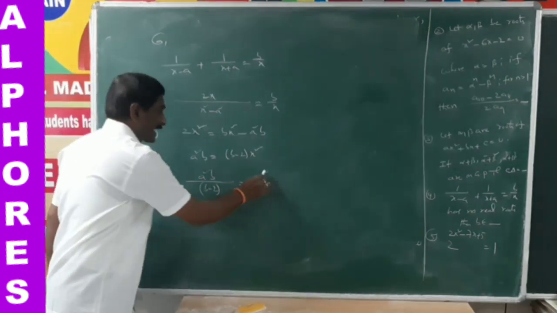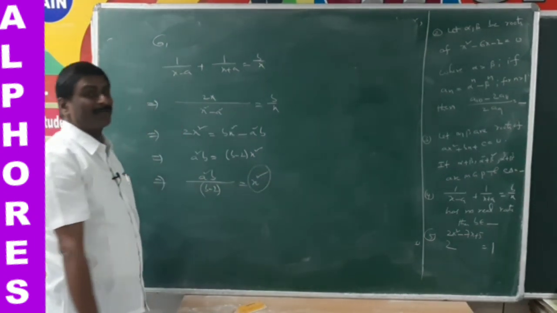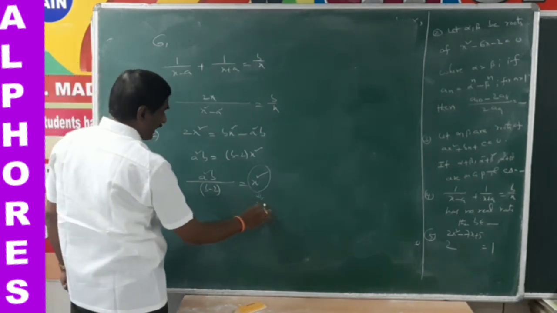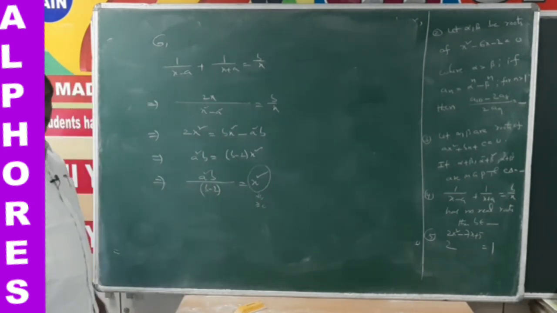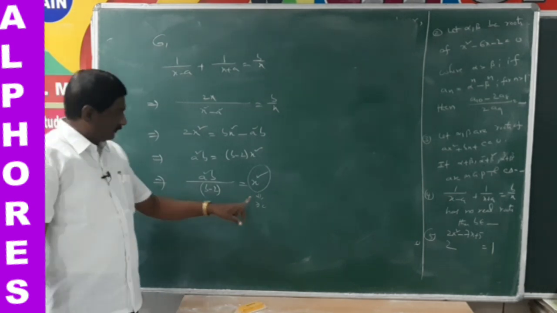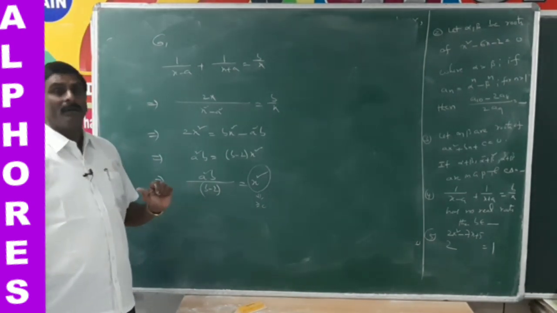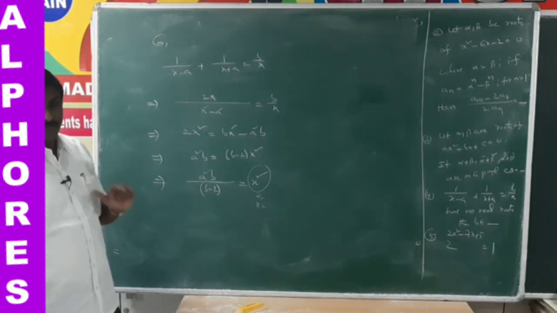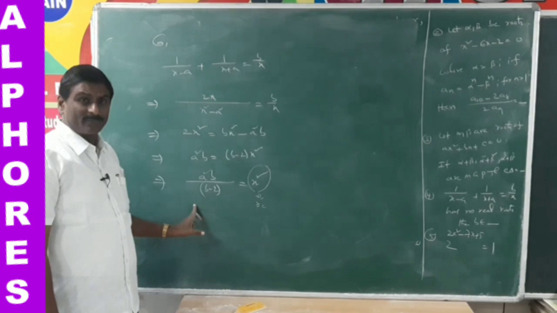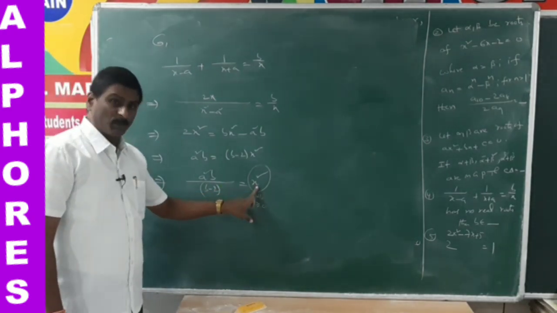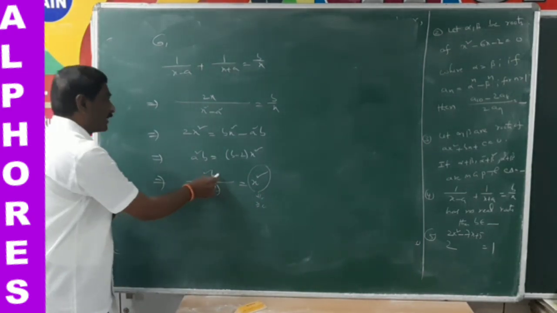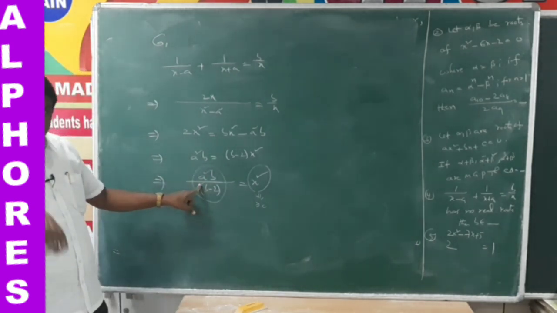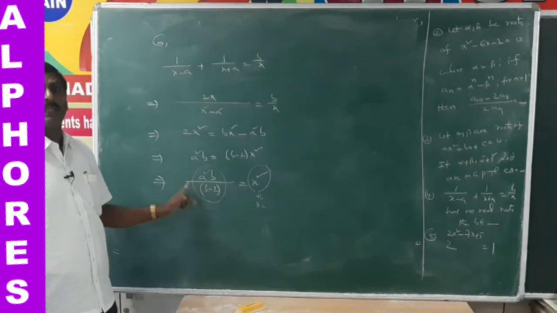It is the x square. x square means square of any real number is always positive. This value is always greater than or equal to 0. But from the given, x is not real. That means it has no real solutions. x square is always positive, so it has a solution only when a square b by (b minus 2) is greater than or equal to 0. If x square is equal to negative, then it has no solution.